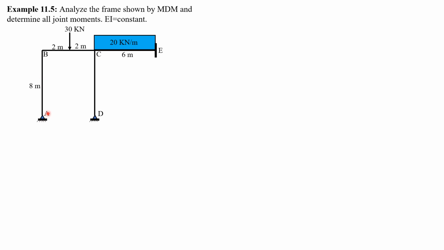AB, the joint A is pinned. Therefore, we have to modify its stiffness by multiplying 3/4. 3/4 of 1 over 8 is 3 over 32. This is an interior segment. We expect moments at B and C. So the stiffness is 1 over 4, 1 over L. This is again 3 over 32, 3/4 of 1 over 8. And this one is 1 over 6 because the far end E is fixed. So the stiffness is 1 over 6.